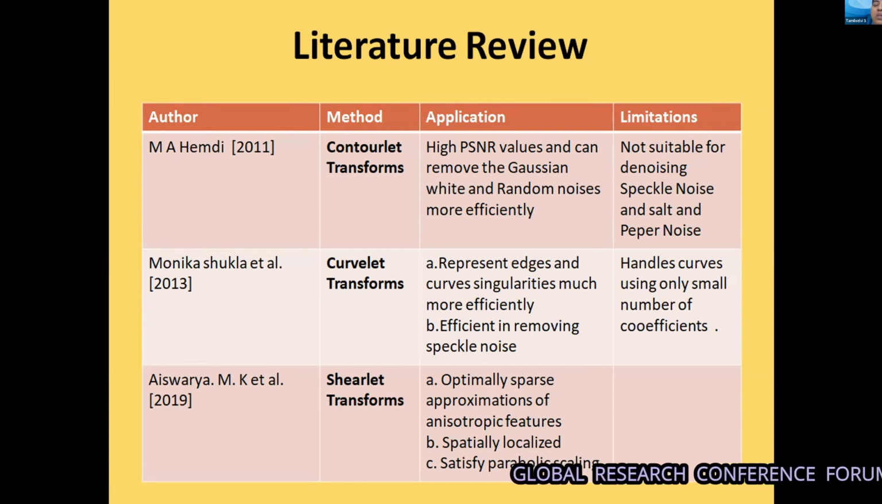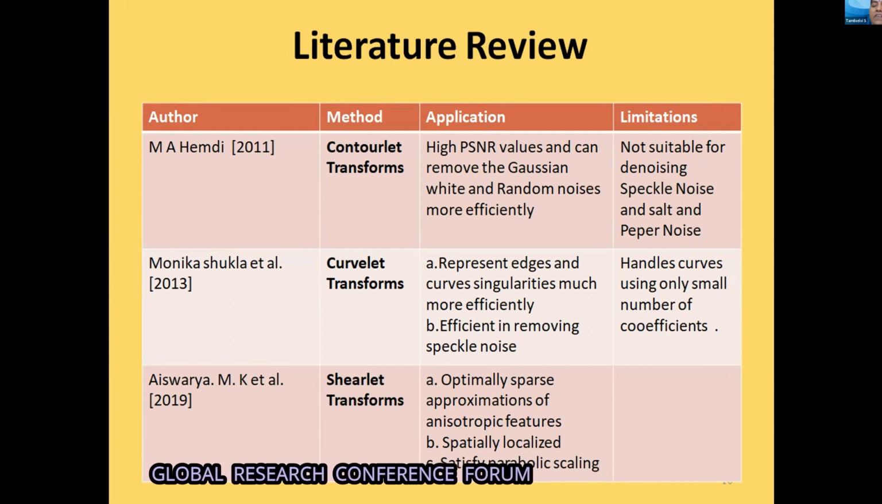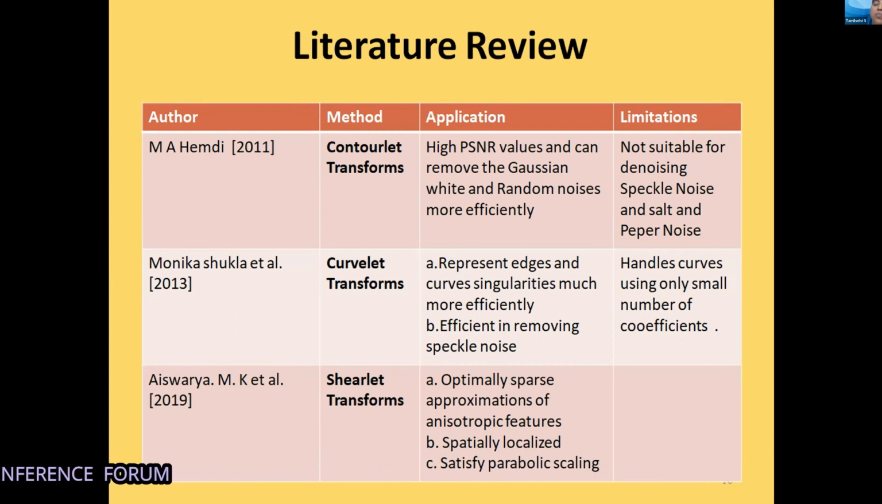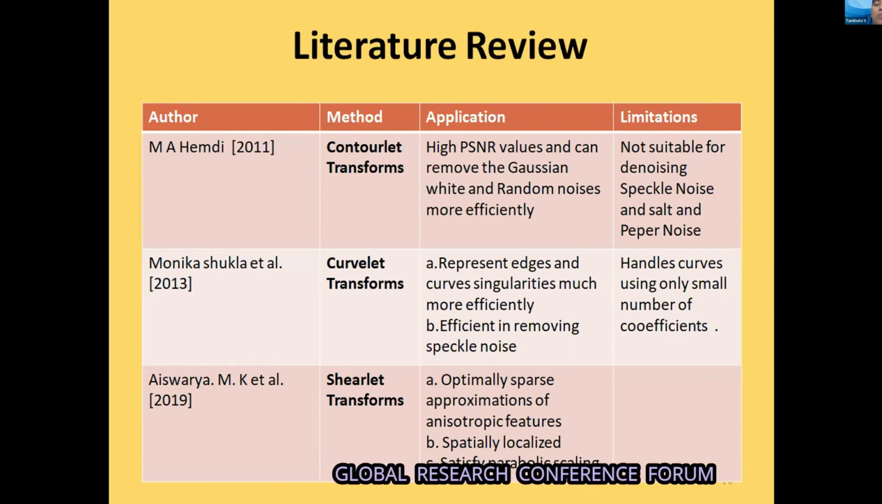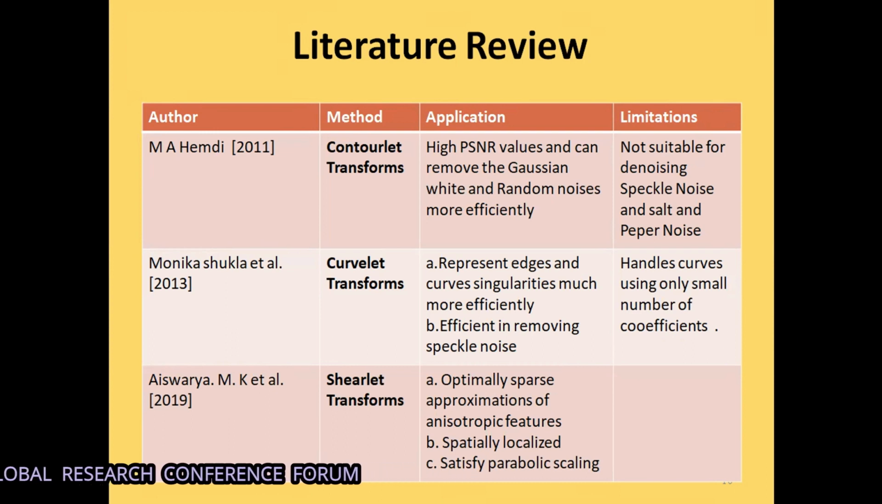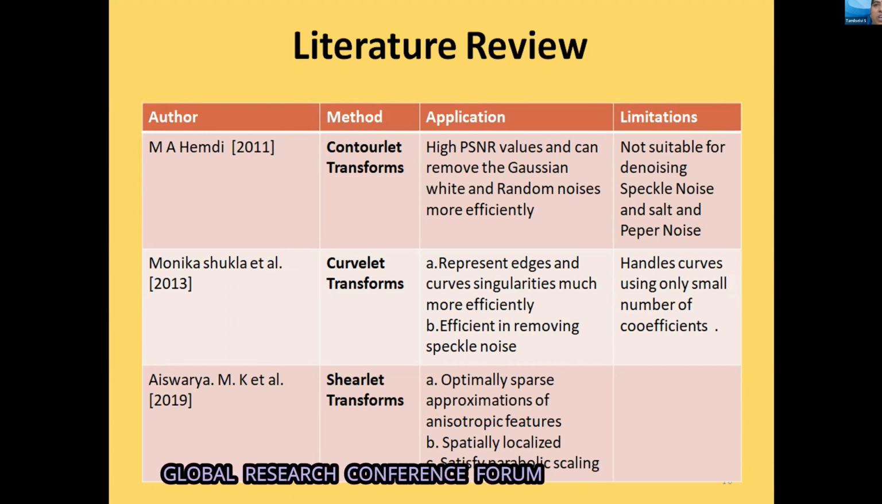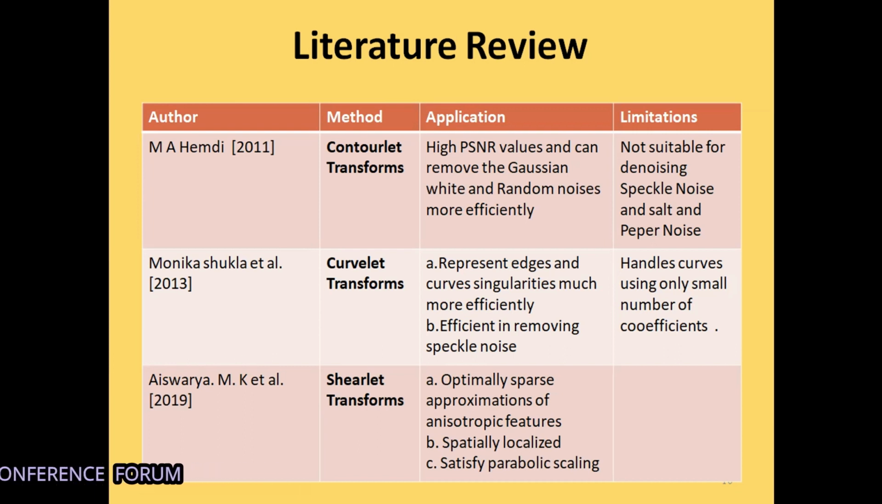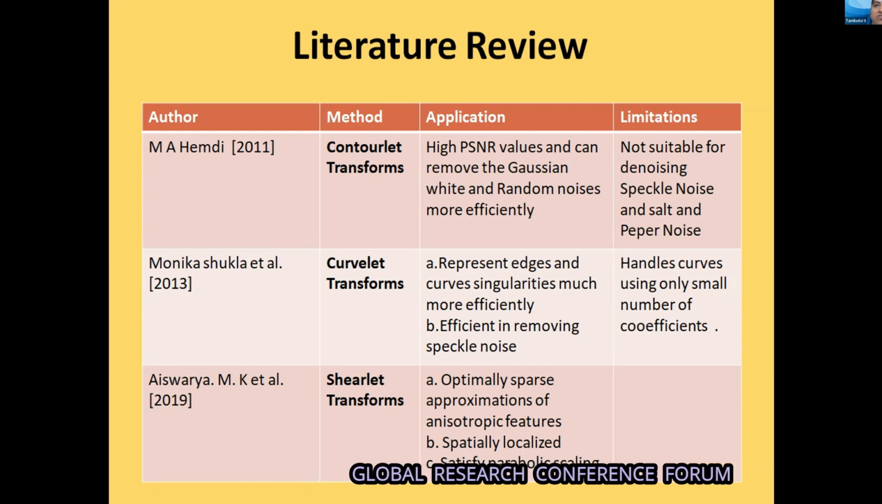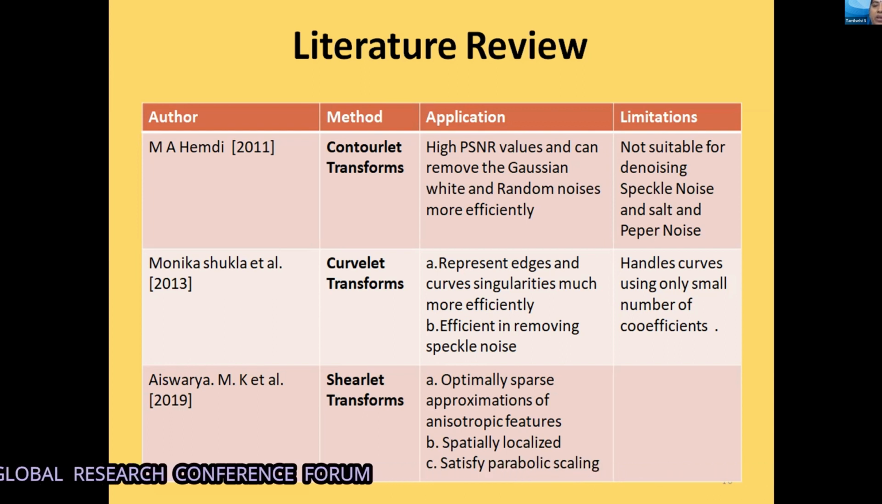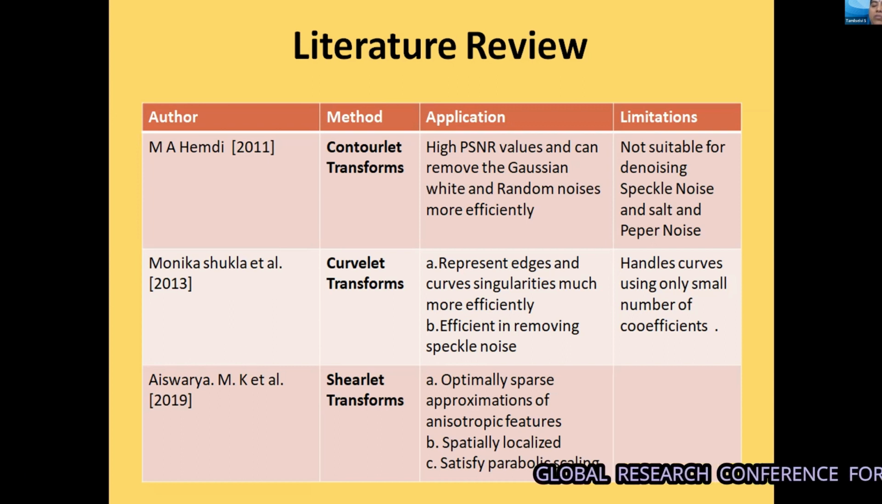And curvelet transforms: it is very useful in representing edges, curves and singularities much more efficiently, but it handles the curves using only a small number of coefficients. With the limitation of a small number of coefficients, it will be difficult for very large medical images which are compressed, because nowadays we are sending images to other countries all over the world in a compressed way. So for that also, if your denoising is done by this curvelet transform, the large number of coefficients in compression is not efficient.